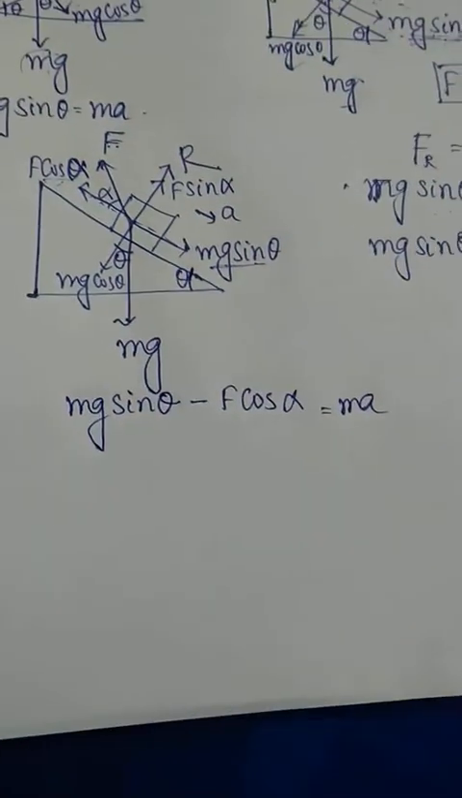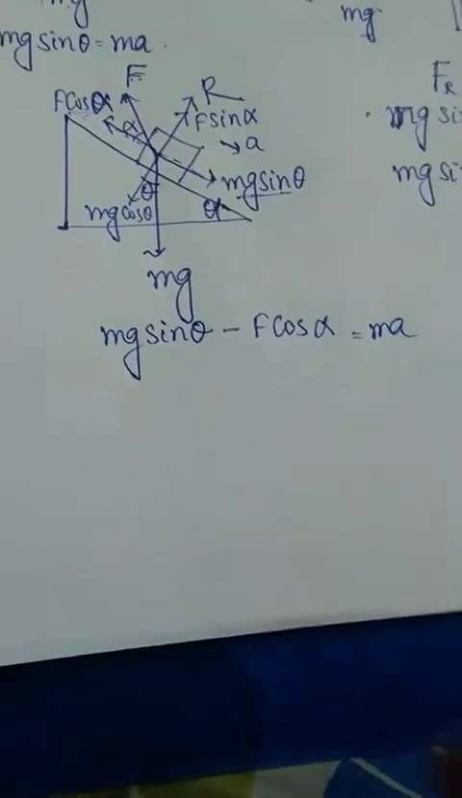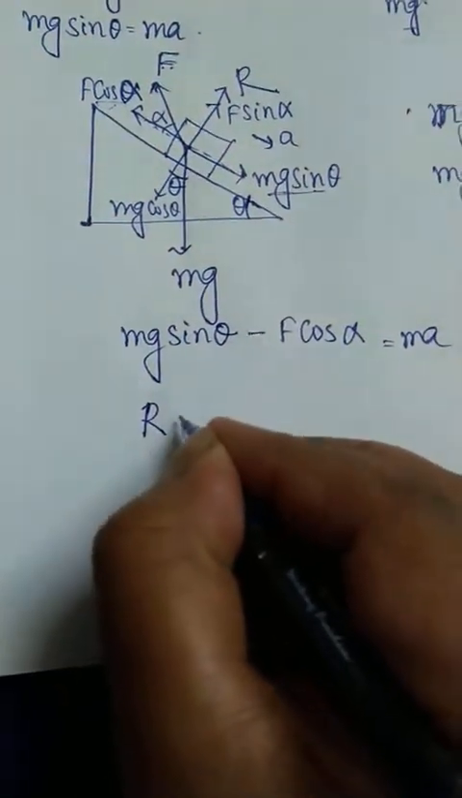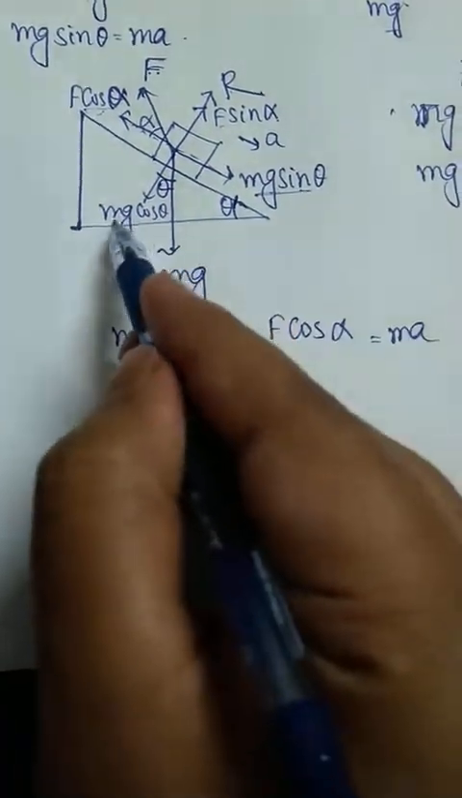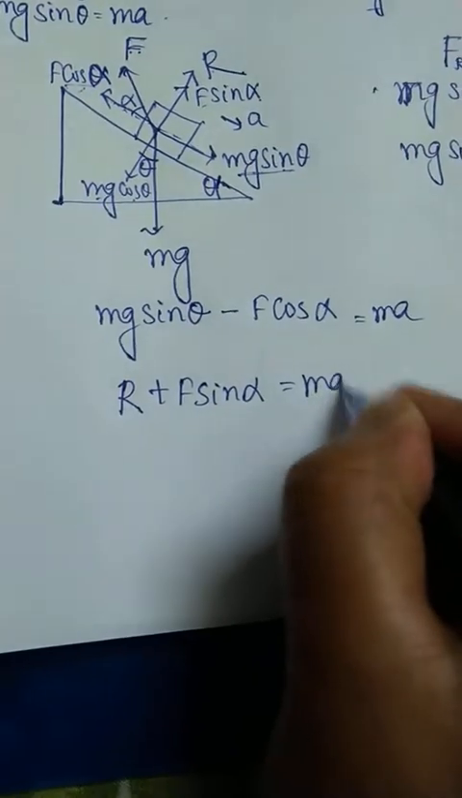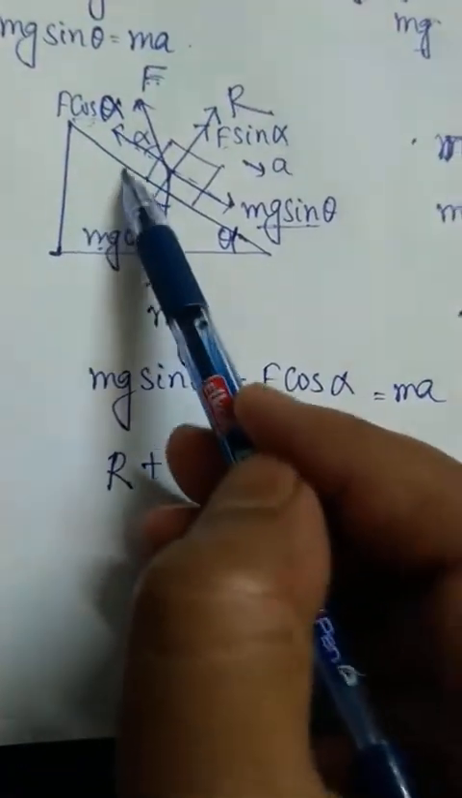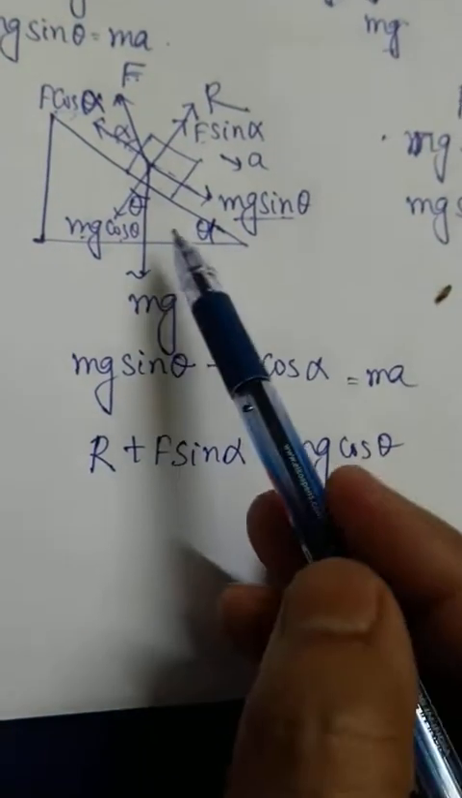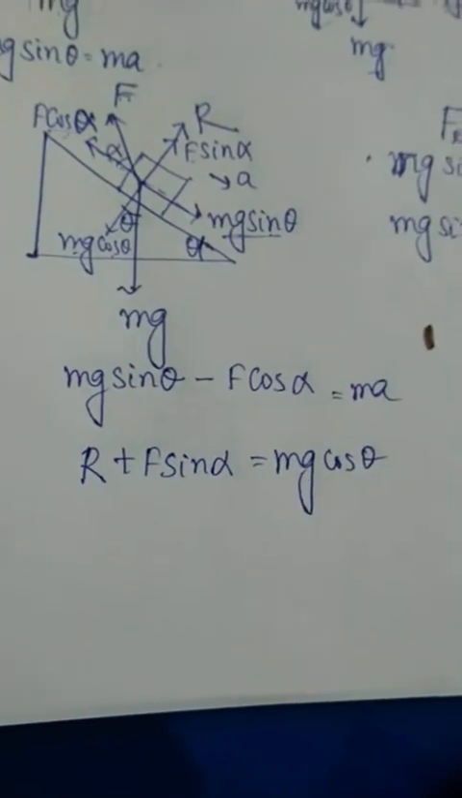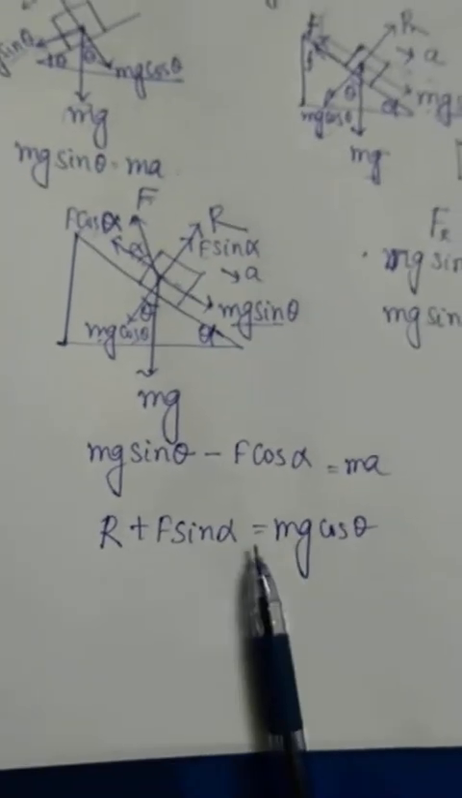This is the equation. We can write another equation about this line. So R plus F sin alpha, R upward plus F sin alpha also upward, that is equal to mg cos theta. If you talk about friction here, mu R, so R equal to mg cos theta minus F sin alpha. So this is the rule, actually, for why you have to solve this.